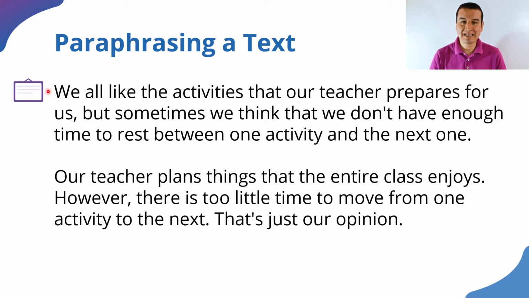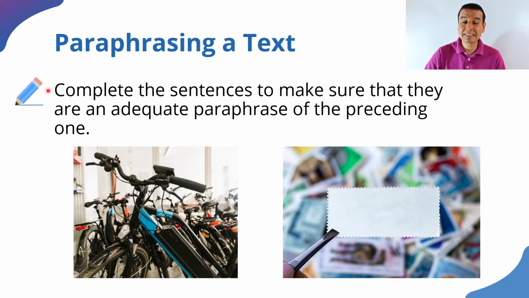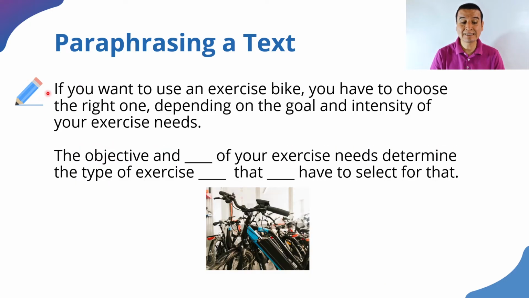But since I cannot ask you to do that on your own for now, I'm going to ask you to first complete the sentences. I'm going to give you 2, but one at a time, to make sure that they are an adequate paraphrase of the preceding one. So I'm going to give you this sentence. It is complete first. If you want to use an exercise bike, you have to choose the right one, depending on the goal and intensity of your exercise needs. All right?